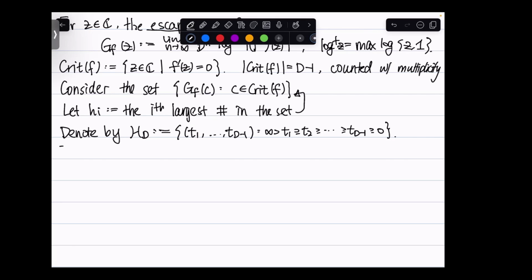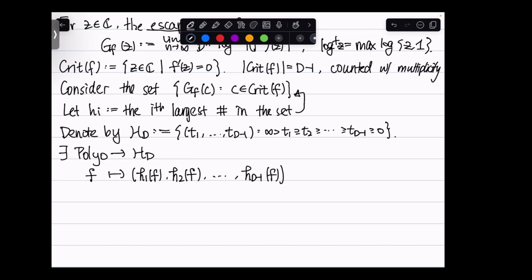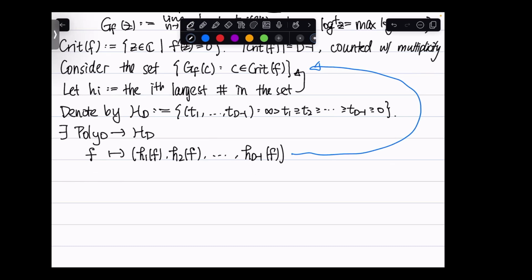Okay, so now there exists a map from Poly_d to H_d. It sends f to the (d-1)-tuple h_1(f), h_2(f), all the way to h_(d-1)(f). Recall that those h_i are the ith largest number in this set. So basically, for each polynomial, we look at the escape rates of the critical points, and we order them, and this is the map.